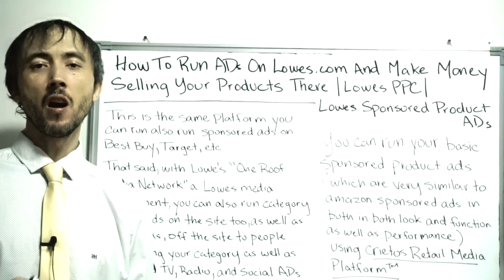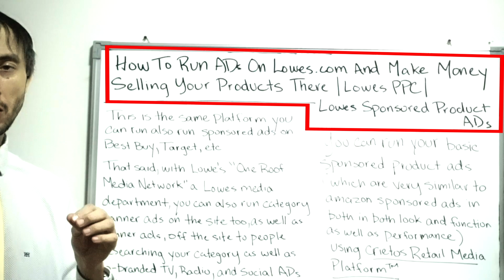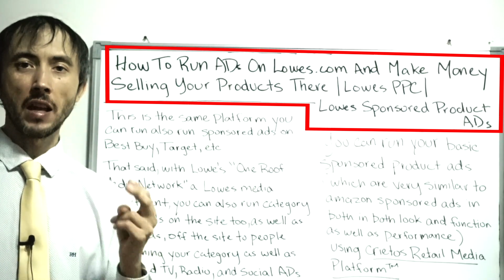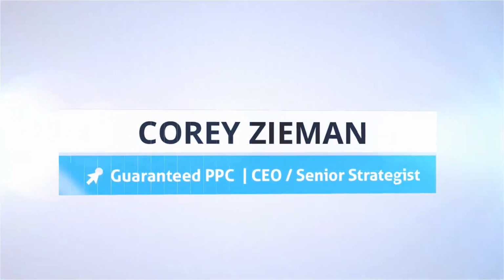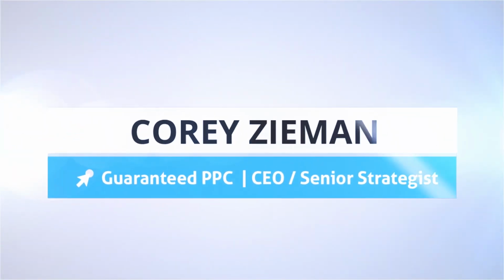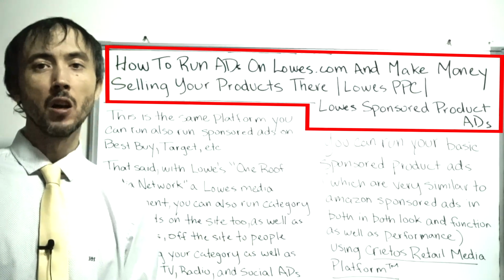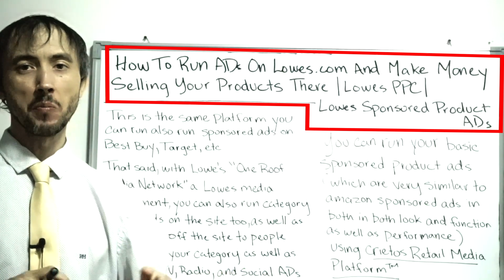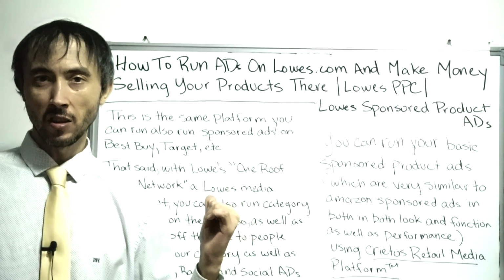Today's video, we are going to talk about how to run ads on Lowes.com. So this is Lowes.com, by the way, not Lowe's in-store, which are two different, separate processes to get your product sold on Lowes.com versus Lowe's in-store, with Lowes.com being very easy to get your products in. You just simply have to Google, how do I sell my products on Lowes.com, and get your products listed on there.